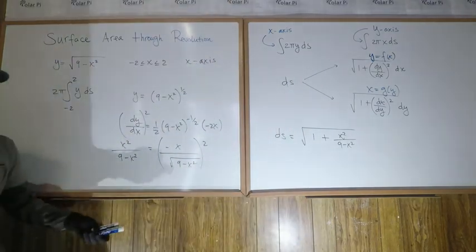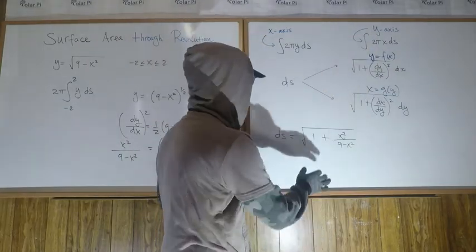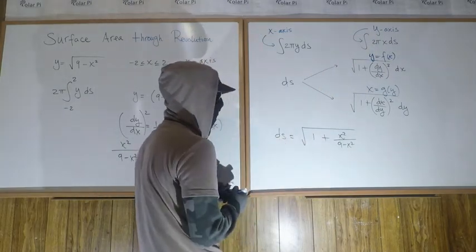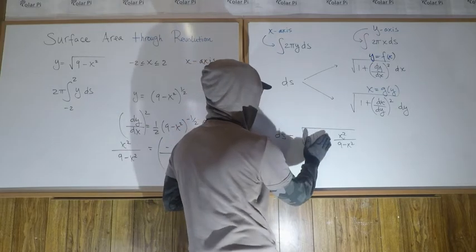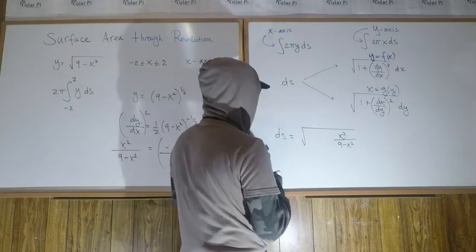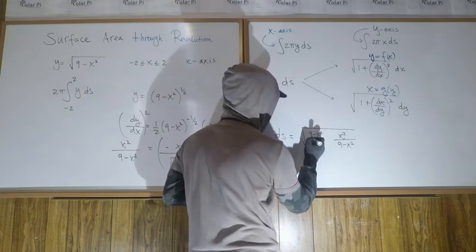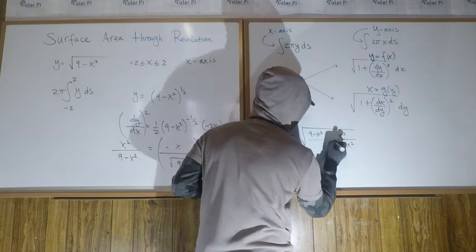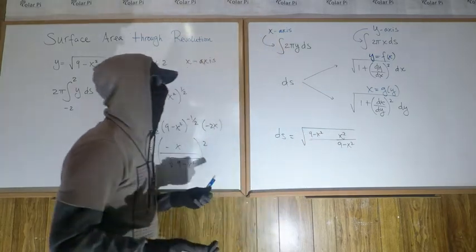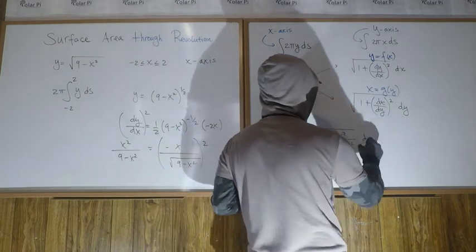So we have ds here, and at the end of it, like we said, there is a dx, and so far this is the progress we've made on ds. To simplify inside the square root, I could write 1 as 9 minus x squared over 9 minus x squared, meaning I can extend this division sign. I got common denominators inside the square root. Don't forget that there's a dx right here.